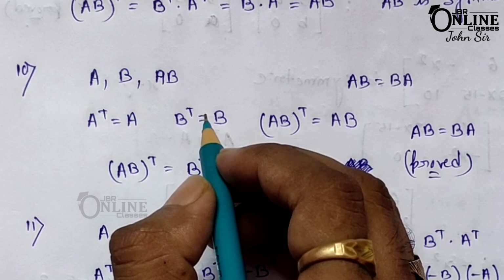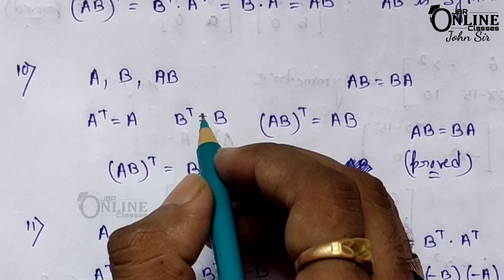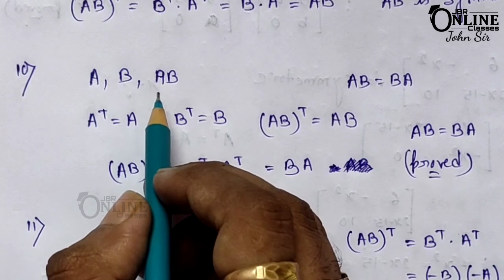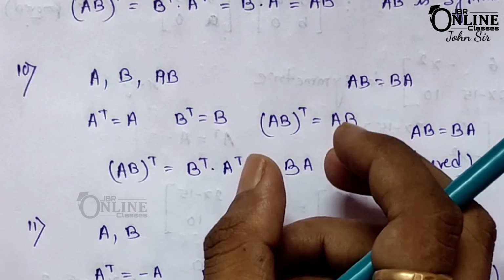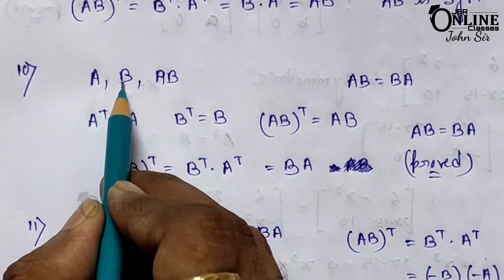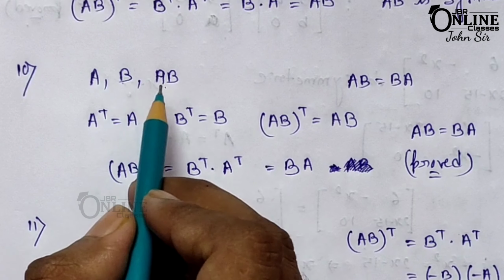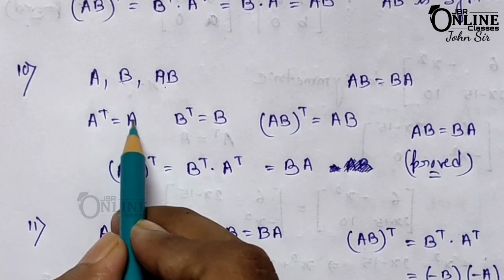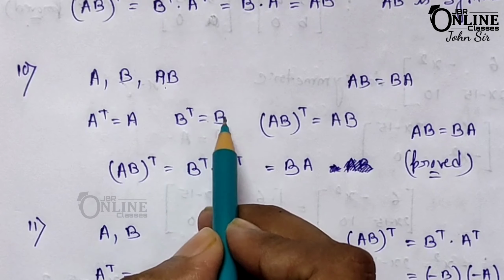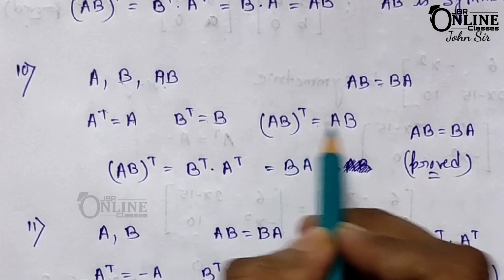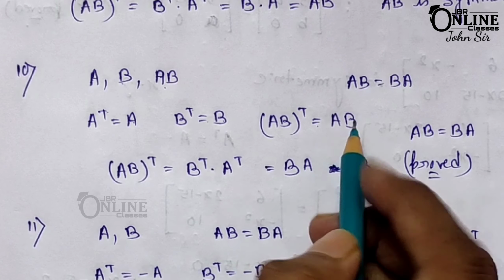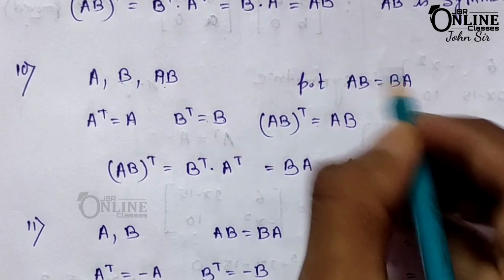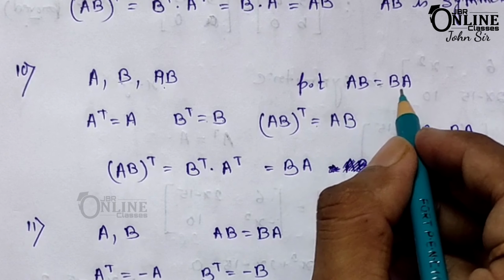Now sum number 10. In sum number 10, if A, B and AB all are symmetric matrices. That means A transpose equal to A, B transpose equal to B and AB transpose equal to AB. Then show that or prove that AB equal to BA.